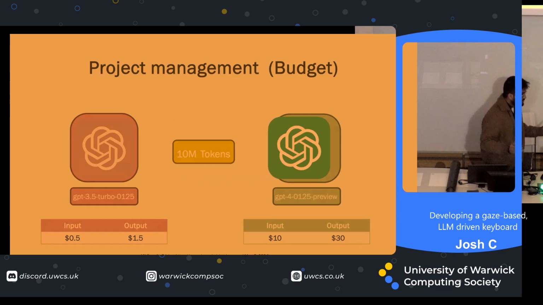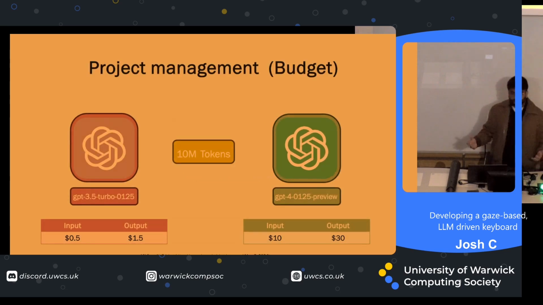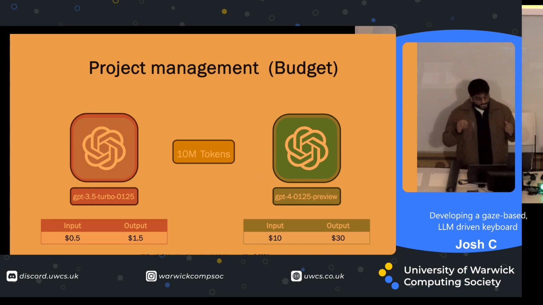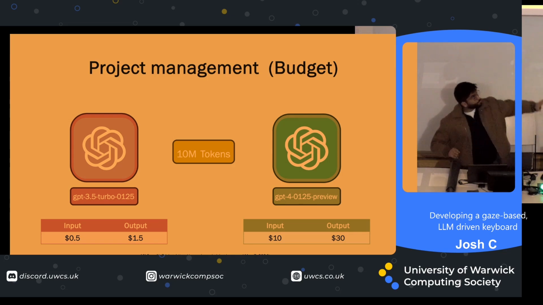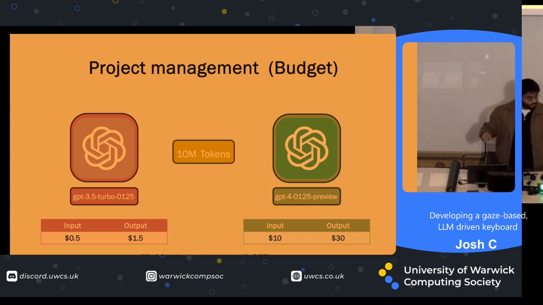Now, I know as computer scientists we don't like talking about project management, but I think it's important because in this case, we want to make this as accessible to people as possible, making it as cheap as possible, making it so that anyone can use it regardless of financial status. So imagine a situation, this is for 10 million tokens, I've got the pricings up here. So you can see for GPT 3.5 Turbo, for 10 million tokens, it costs 50 cents, or $1.5 for output tokens. And for GPT-4, for input tokens, it's $10 for 10 million, and $30 for output for 10 million.